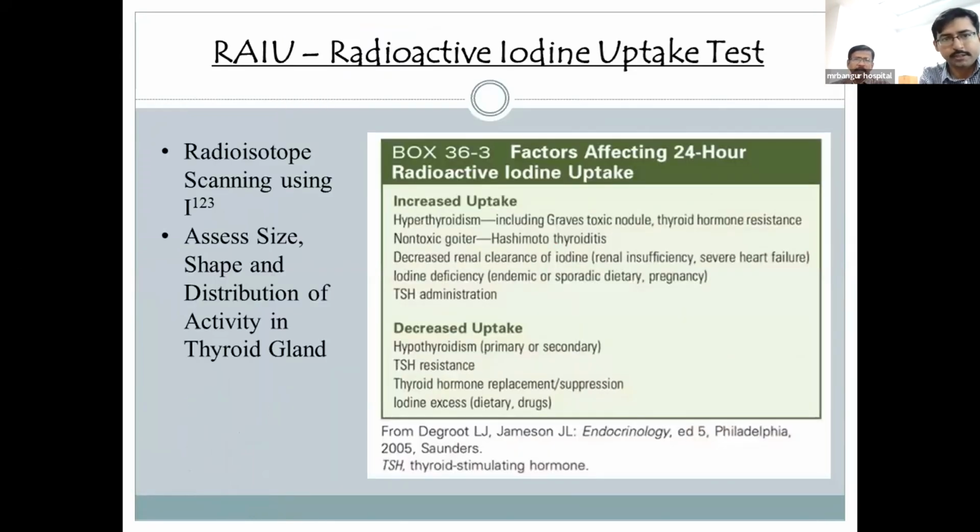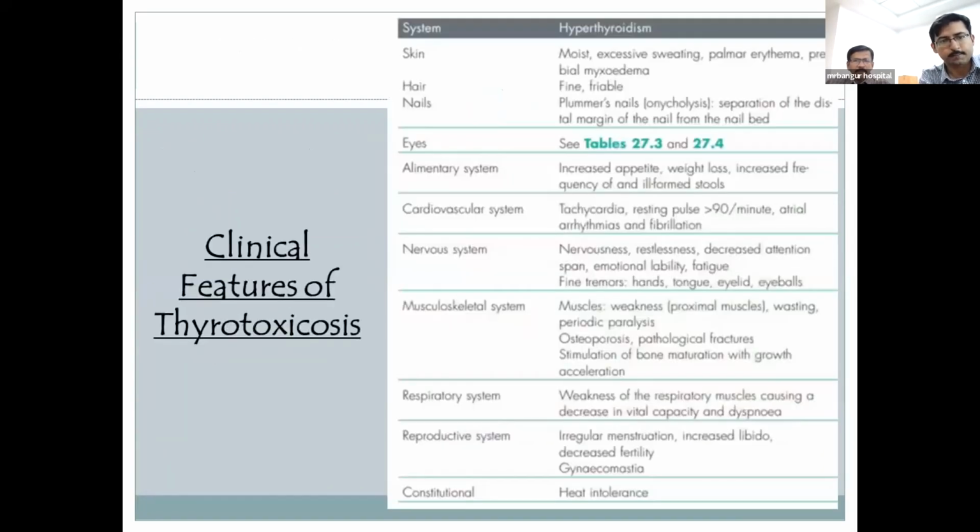Now, briefly, since I've mentioned RAIU, I will just say a word about it. It is radioactive iodine uptake test, where radioisotope scanning is done using iodine 123. This assesses the size, shape, and distribution of activity in the thyroid gland. And there are various factors that affect the 24-hour radioiodine uptake, such as increased uptake in the case of hyperthyroidism, non-toxic goiter, Hashimoto thyroiditis, and decreased in the case of hypothyroidism, TSH resistance, and iodine excess. Now, the clinical features of thyrotoxicosis.